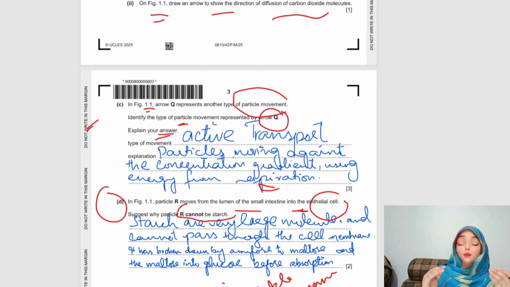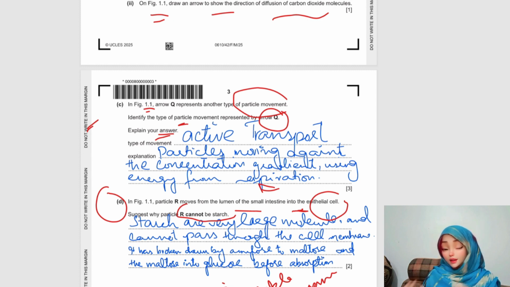The larger molecules could be carbohydrates, proteins and lipids. These larger molecules cannot pass through the cell membrane, because the cell membrane acts as a selectively permeable membrane. Here starch is a larger molecule, a carbohydrate, so it cannot pass through the cell membrane.